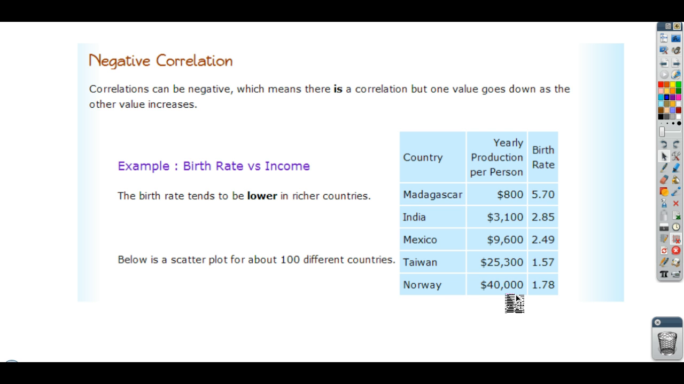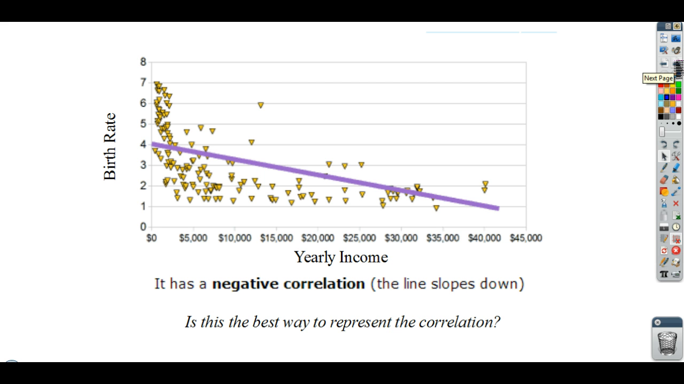So you can see the average in Norway is $40,000, and the average in Madagascar is $800. That's a huge difference, right? And in Norway, people have an average of 1.78 children per couple, and in Madagascar, it's 5.7. So really, it's sort of like 2 and 6. Obviously, you can't have 1.78 children. That's why it's an average. And so here we go, this would be our data, as it all comes through.